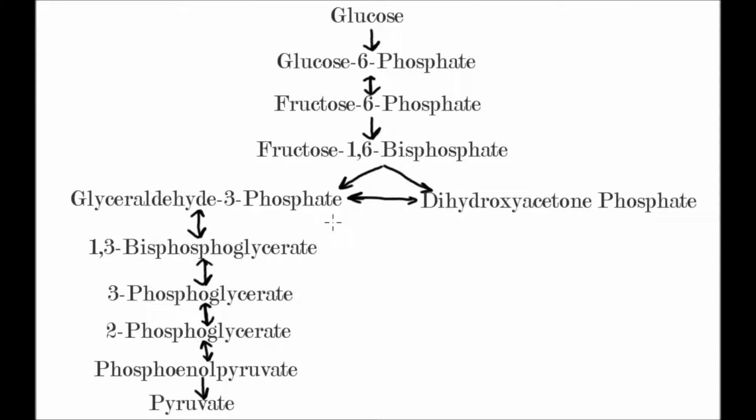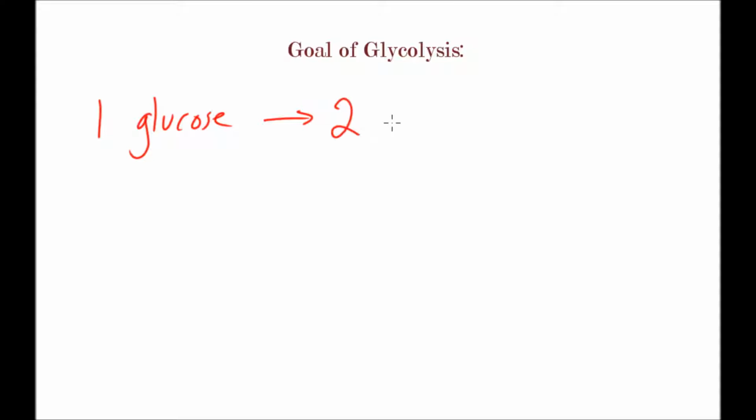So this might be a little bit longer of a video, but I hope to hit on all the important stuff that you really should know about the process of glycolysis. So, what are some of the goals of glycolysis? Well, we take one molecule of glucose and we're eventually going to turn that into two molecules of pyruvate.